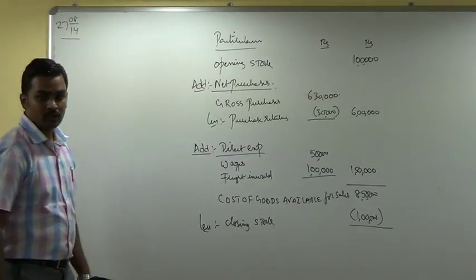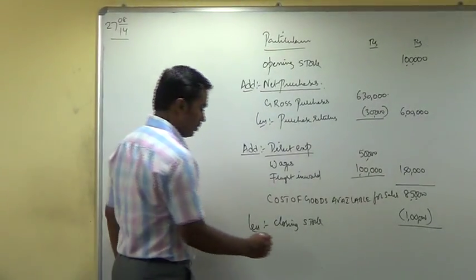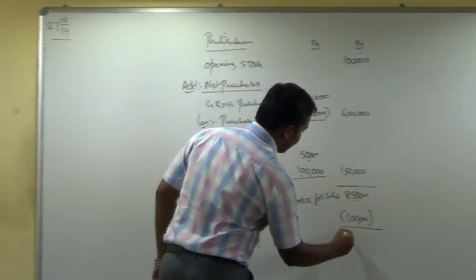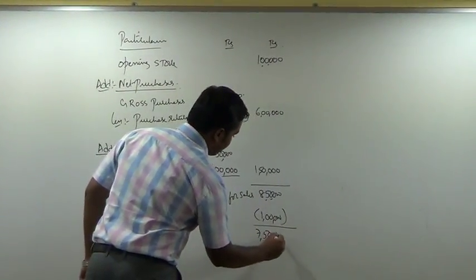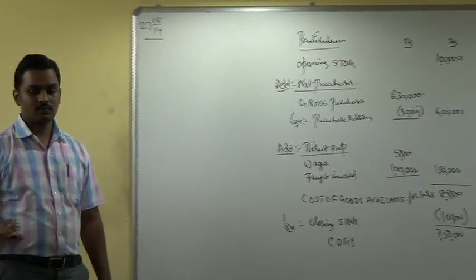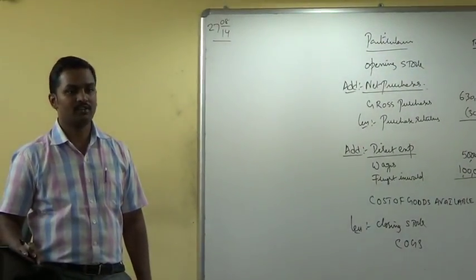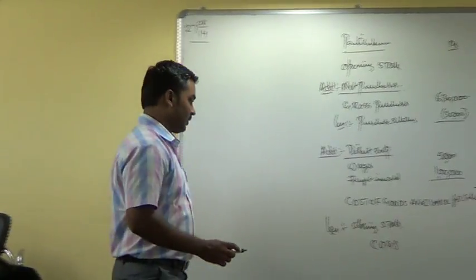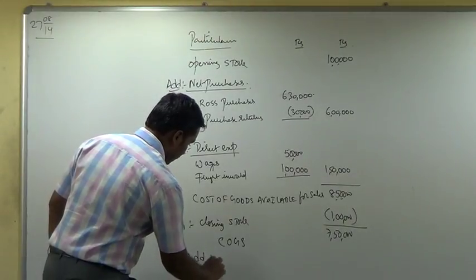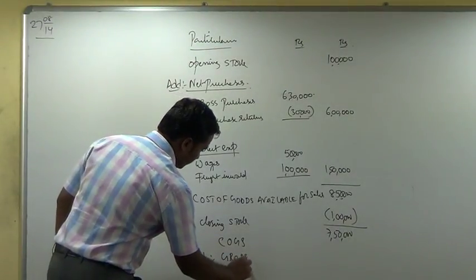What do you get now? 7 lakh rupees. Cost of goods sold. How much? 7 lakh 50,000. Cost of goods sold, 7,50,000. Add gross profit, question mark.